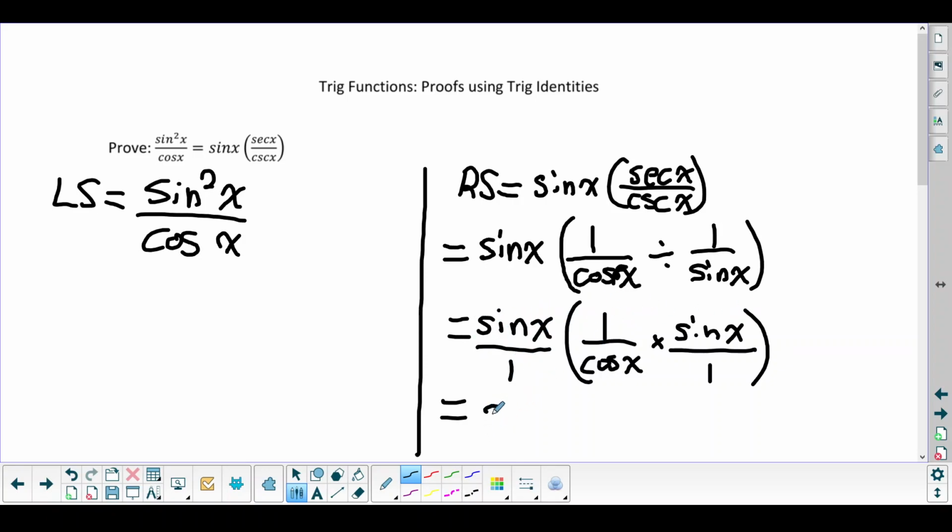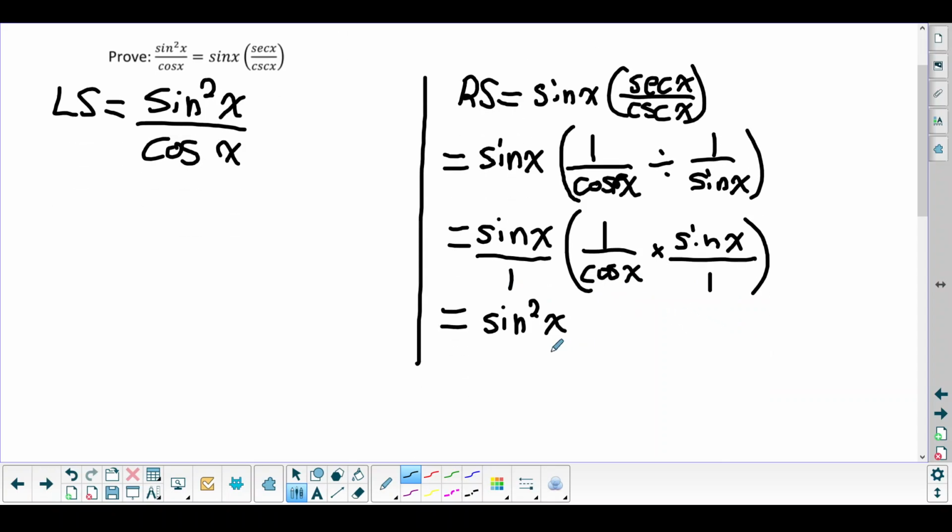Well, that's sine squared x. Remember, when we write the squared on the sine, it means that we have a sine x times a sine x. And on the bottom, we have 1 times cos x times 1. And that is just 1. Sorry, that's just cos x.